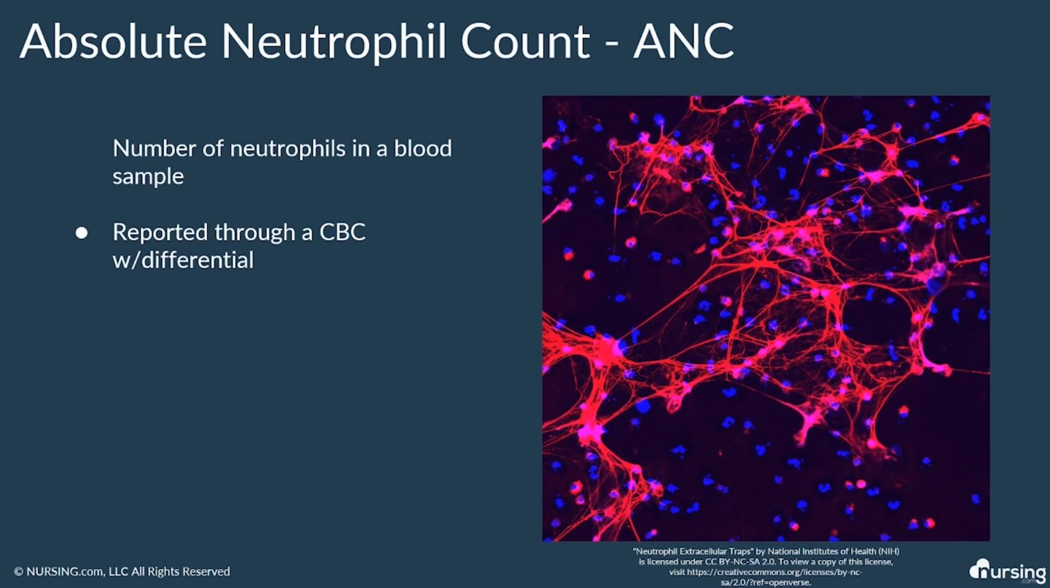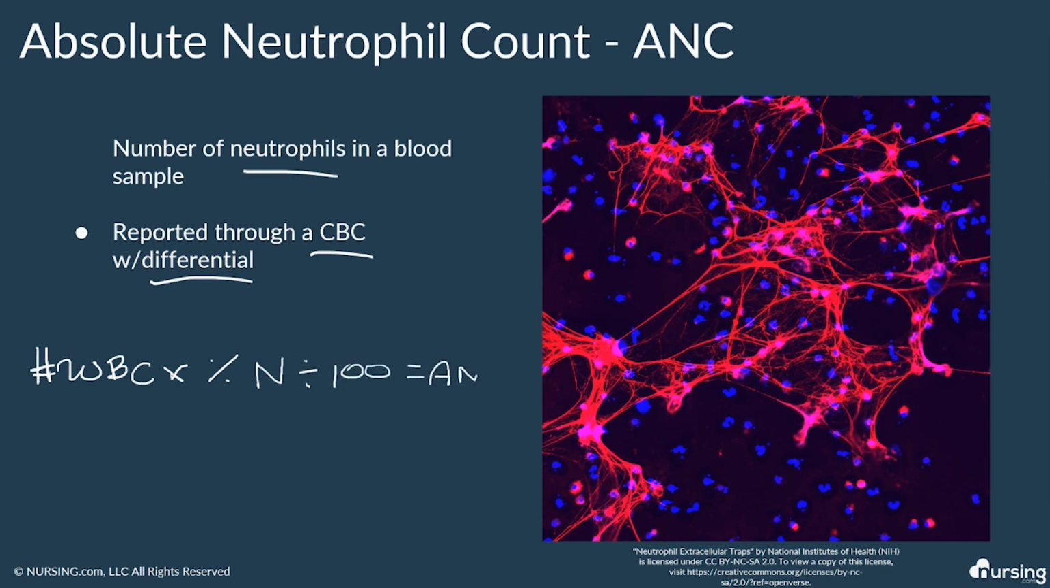Absolute neutrophil count, or ANC, measures the real number of white blood cells that are neutrophils. It's a percentage, actually. So, the number of neutrophils in a blood sample taken through a CBC with differential measures the number of white blood cells times the percent of them that are neutrophils. Sometimes that's divided by 100, depending on the reporting agency, and that equals our absolute neutrophil count.